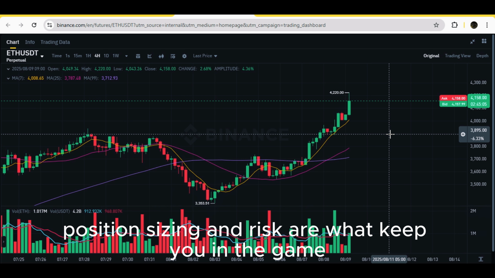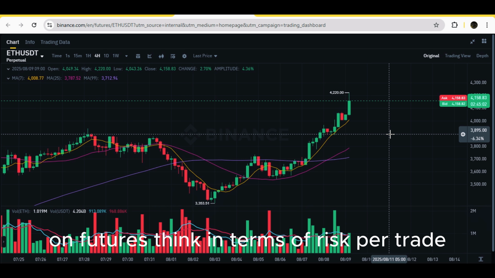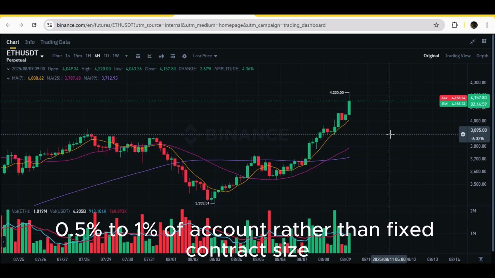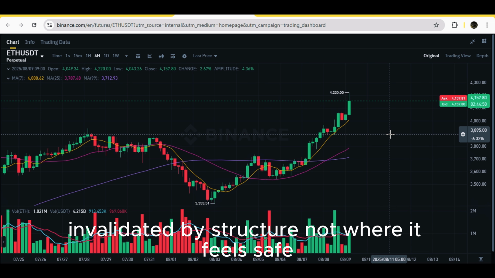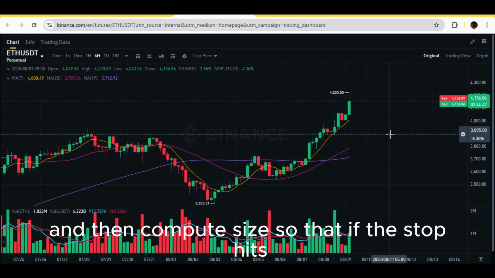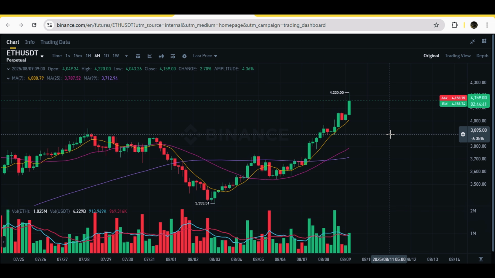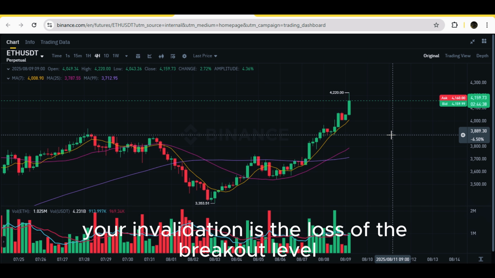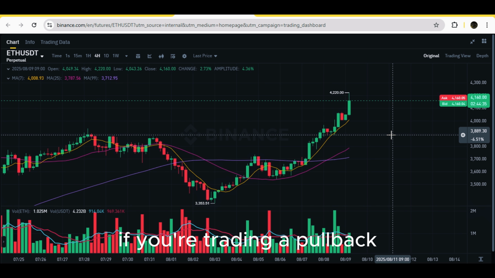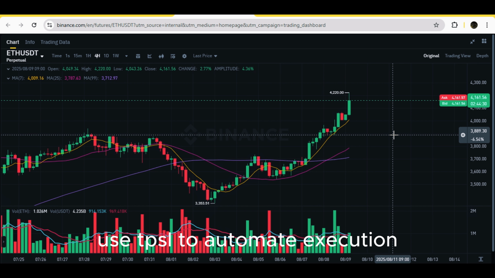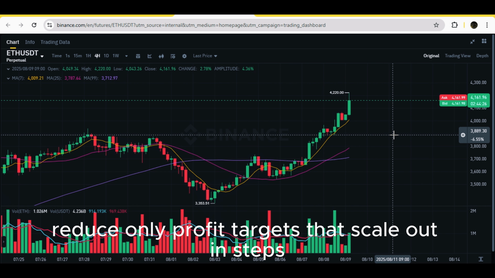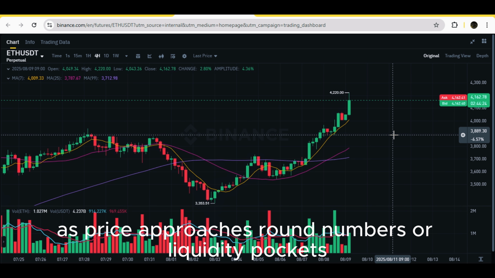Position sizing and risk are what keep you in the game. On futures, think in terms of risk per trade, for example, 0.5% to 1% of account, rather than fixed contract size. Place the stop where your idea is invalidated by structure, not where it feels safe, and then compute size so that if the stop hits, your loss equals your chosen risk. If you're trading the breakout, your invalidation is the loss of the breakout level. If you're trading a pullback, your invalidation is the loss of the higher low. Use TPSL to automate execution and consider reduce-only profit targets that scale out in steps as price approaches round numbers or liquidity pockets.